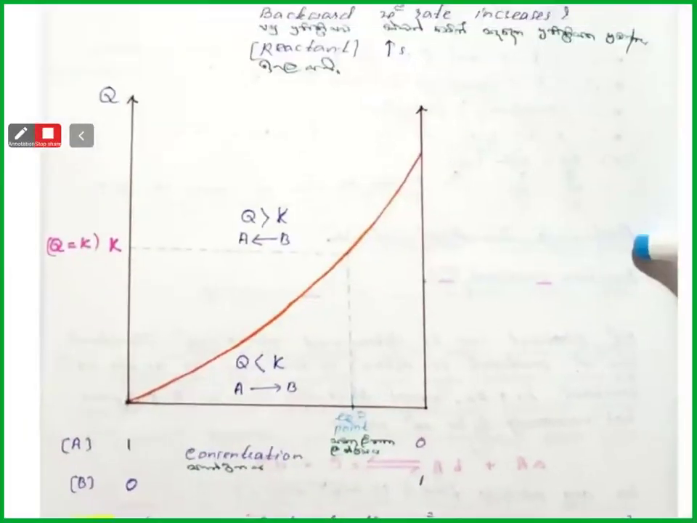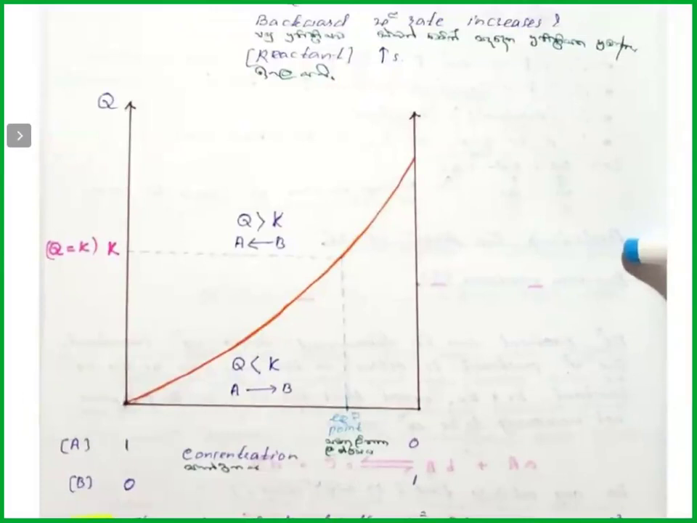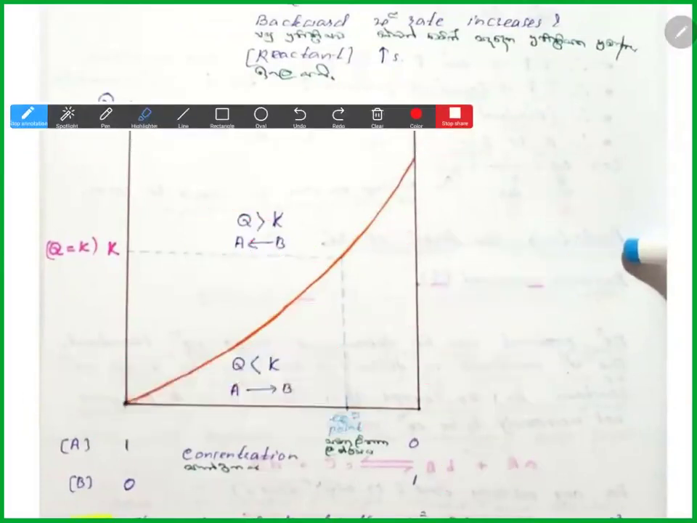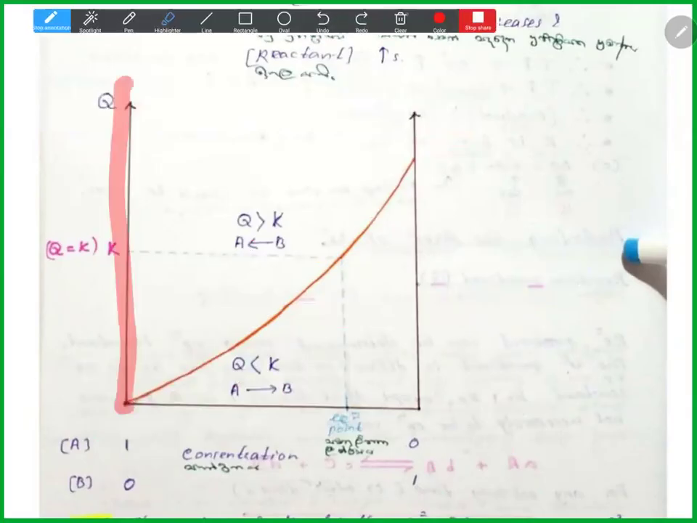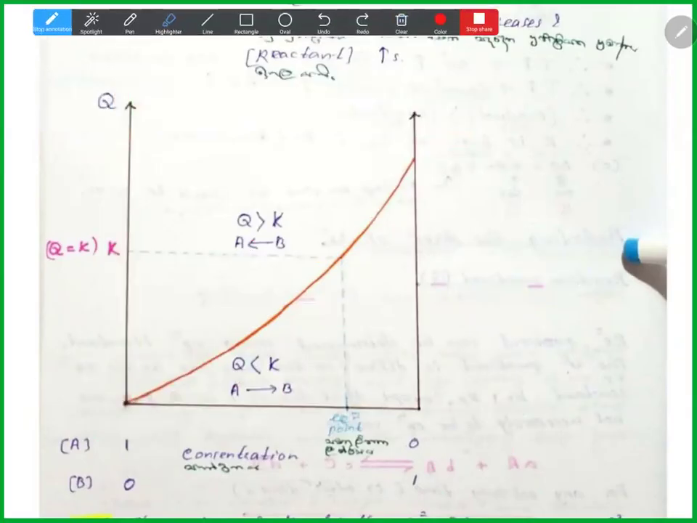There may be something here where you can just continuously go with Q, but somehow there is this point of equilibrium. And if that is here, see, this is forward and this is backward.